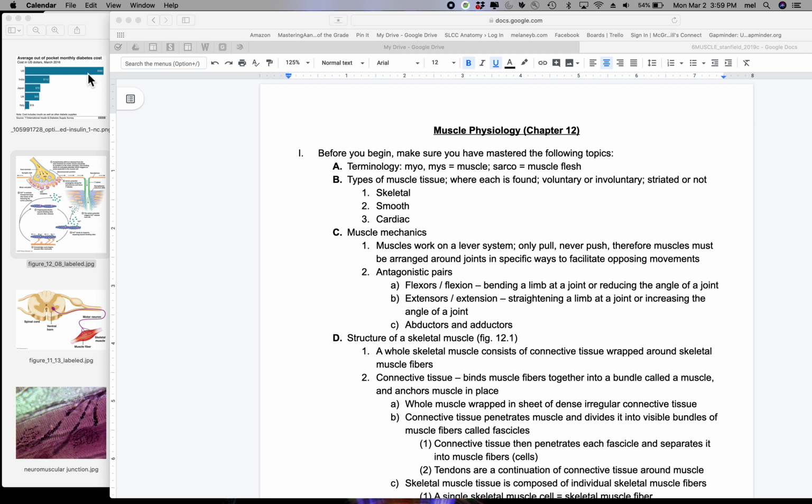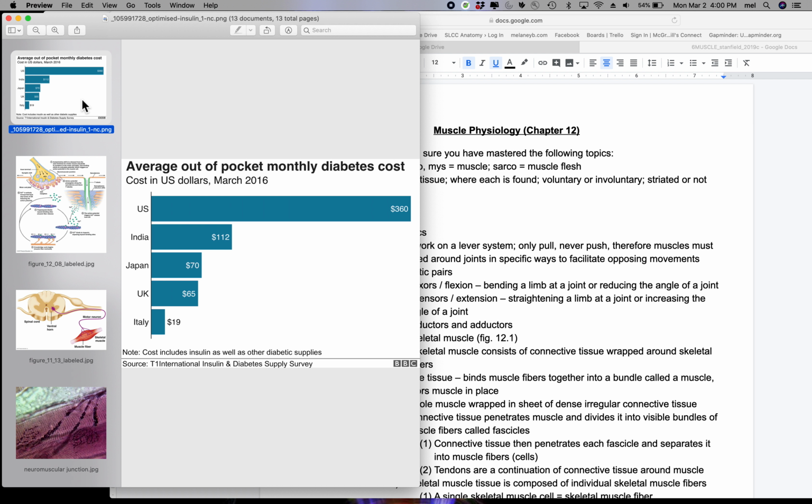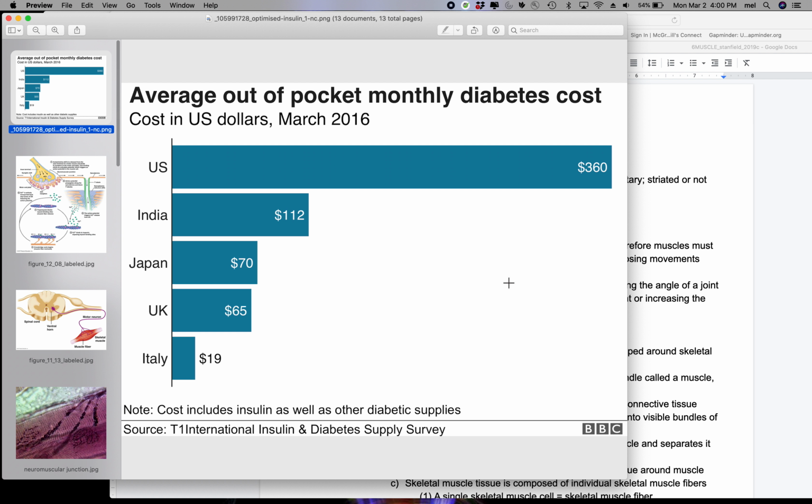One other little thing before we get started. I was going to show you this today in class, but I forgot. So I thought you guys might be interested in this from the BBC. This was comparing as of 2016. It's not actually the most current, but it's probably even gotten worse from here. The out of pocket for monthly diabetes costs, including insulin and other diabetic supplies, comparing Italy, the UK, Japan, India, and the US. Thought you guys might think that's interesting.